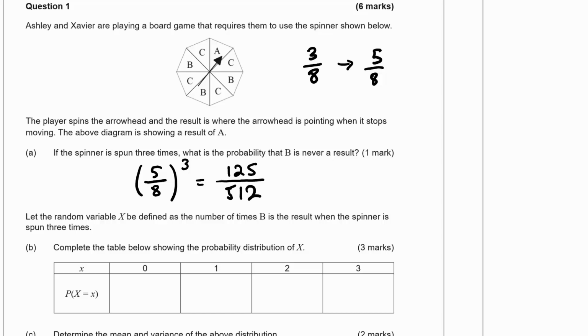Let the random variable X be defined as the number of times B is the result when the spinner is spun 3 times. So we spin it 3 times. This would be getting no Bs.